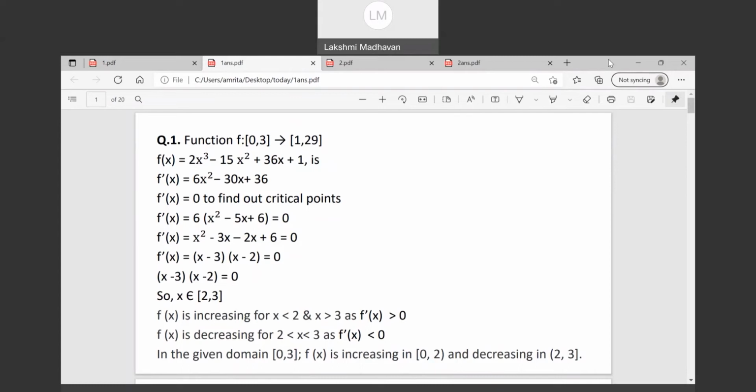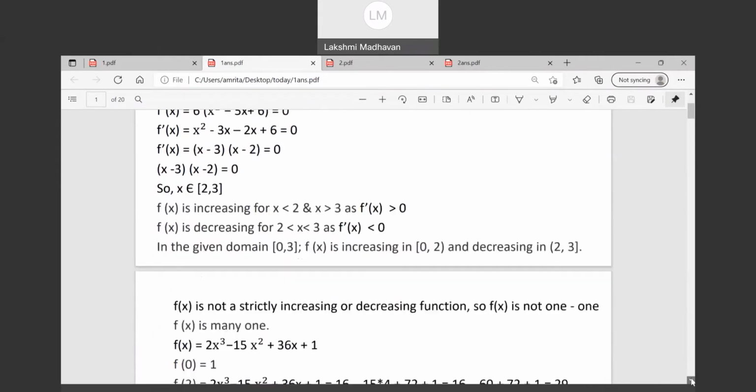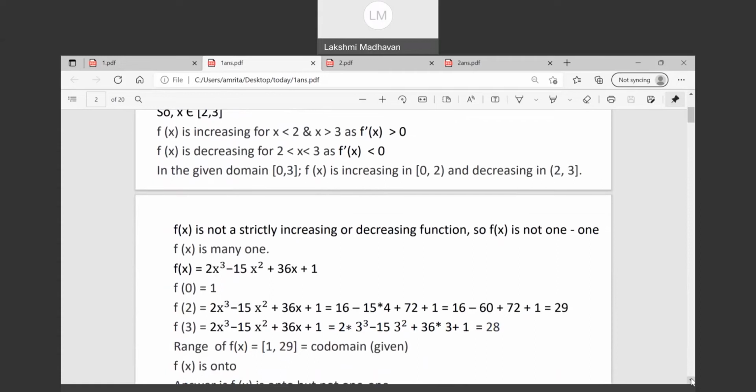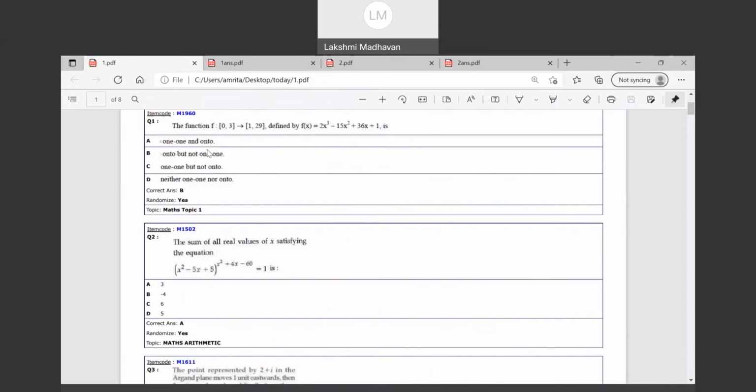In the given domain from 0 to 3, in the first part the function f of x is increasing, that is between 0 and 2, and it's decreasing from 2 to 3. Both of these things are happening at the same time, so it's not a strictly increasing or decreasing function. So it's not a 1-1 function. That's the first case that was given in the question.